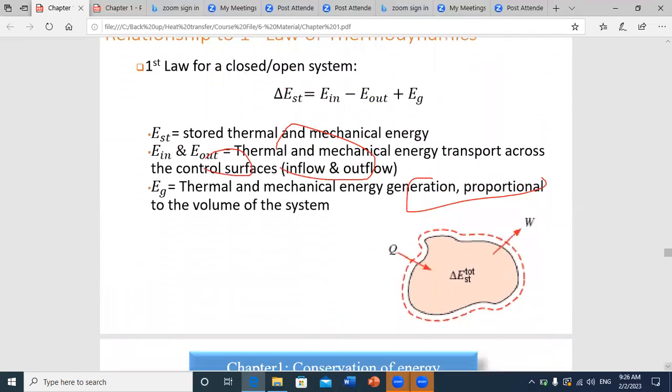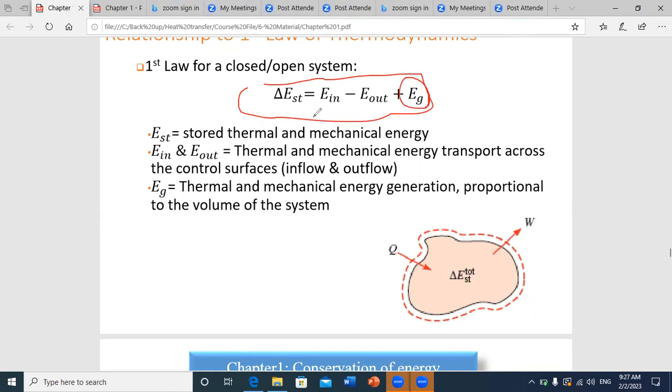So now, if we want to write the energy equation, we know that energy can be transformed, but we cannot create energy. Okay, so everything is already here, but we can go from one form to the other. So the first law can be written in the following form: delta E stored is equal to the energy coming into the system minus energy getting out of the system plus energy generated within the system.